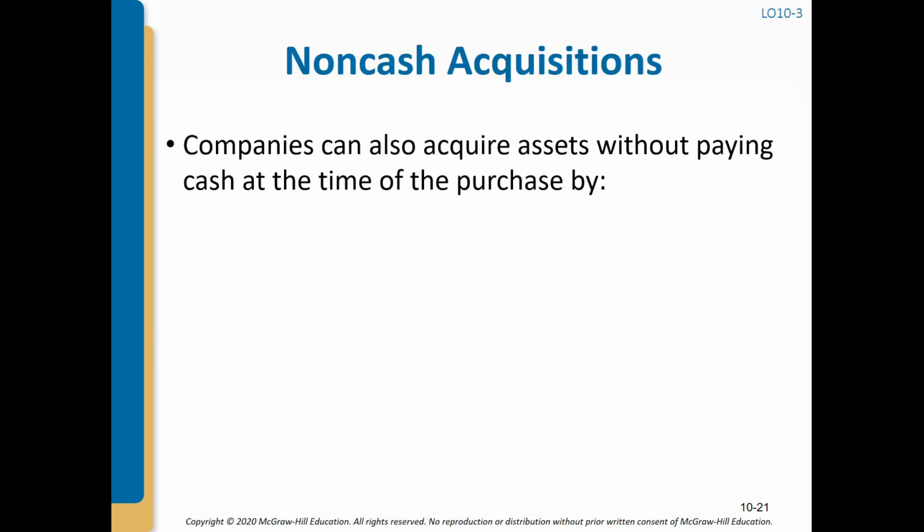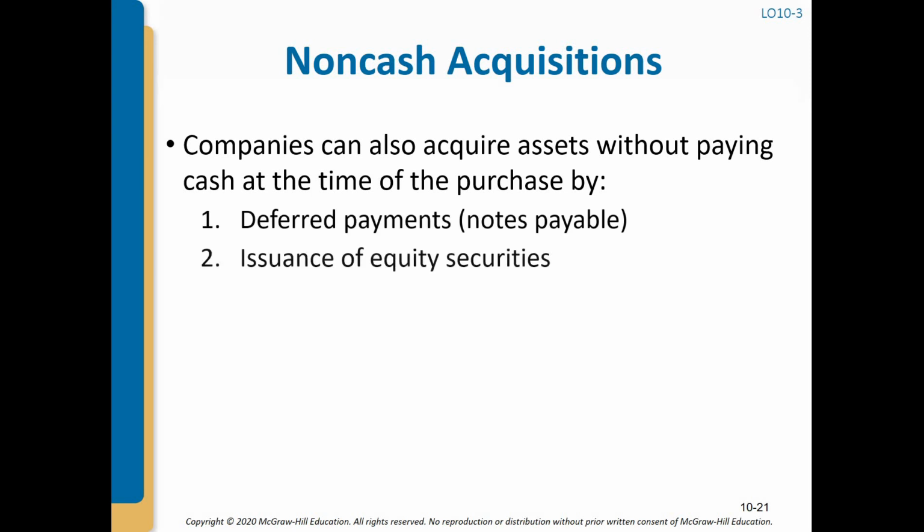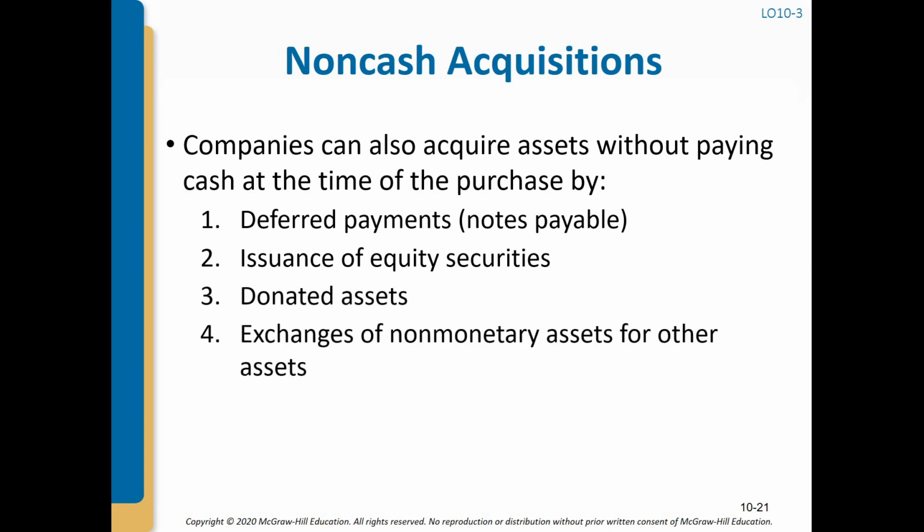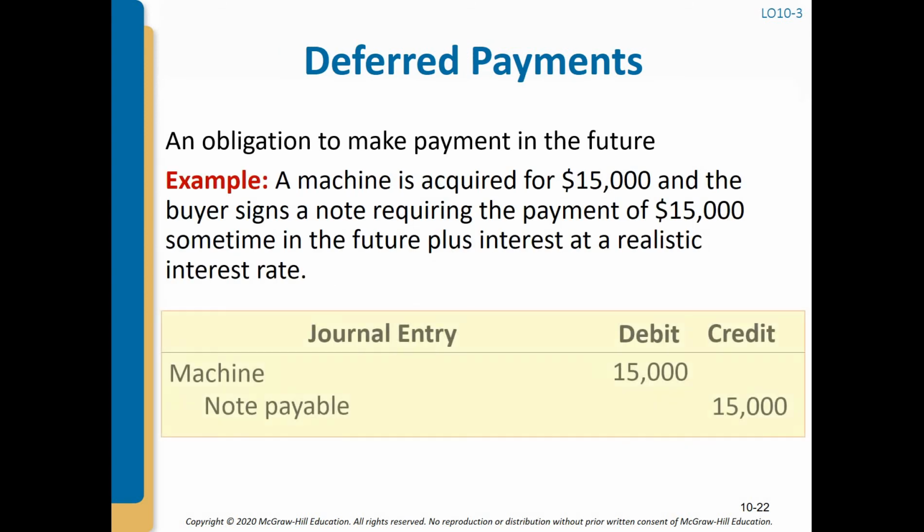Non-cash acquisitions. Companies can also acquire assets without paying cash at the time of the purchase by deferred payments, notes payable, issuance of equity securities, donated assets, and exchange of non-monetary assets for other assets. Deferred payments: sometimes we purchase assets and we sign a note. Say, for example, when we are purchasing cars from auto dealers, we pay some and we agree to pay the remaining amount in installments. That is actually deferred payments.